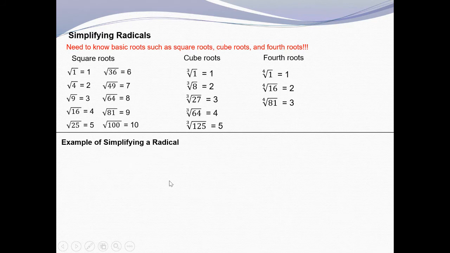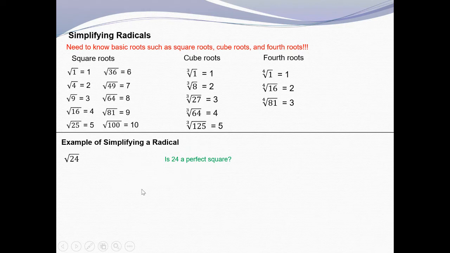Okay, example of simplifying a radical. The square root of 24, right? So then we have to get the factors of 24. Is 24 a perfect square? No, it is not, because 24 is not here. These are perfect squares, or the square roots, right? So 24 should be about here. So we know it's not a perfect square.